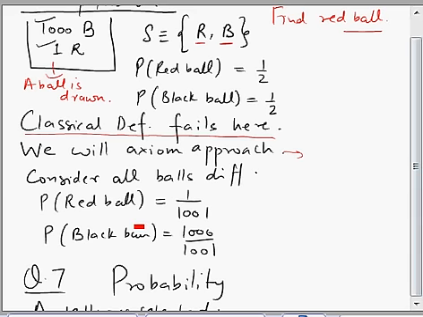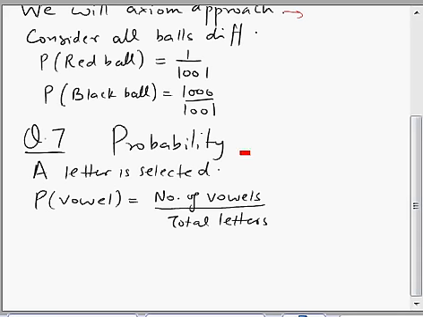So in the bag there are 1001 balls, and we have to assume all of them are different. All black balls are different, and obviously the red ball is also different. So the probability of taking out a red ball is, there is one red ball that is favorable, and the total number of balls is 1001, and we are assuming here all the balls are different, and for a black ball it is 1000 over 1001.